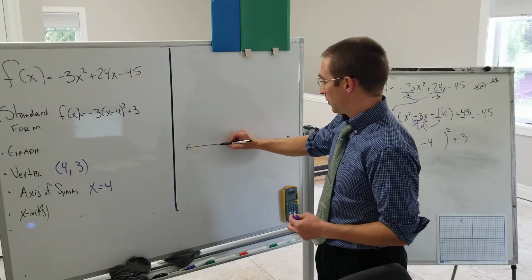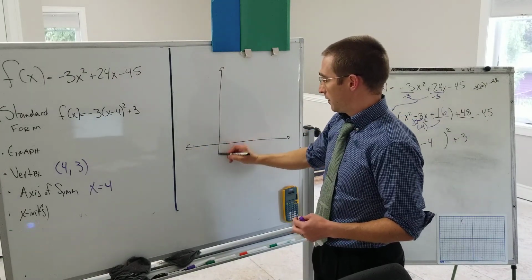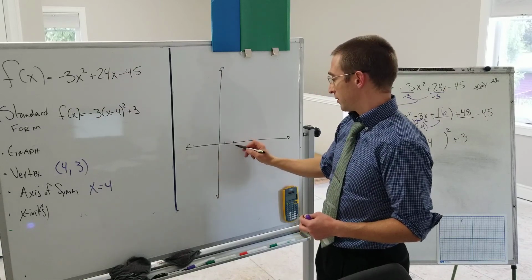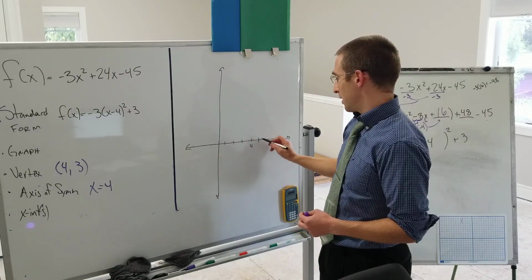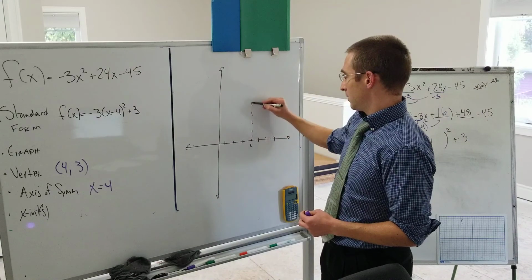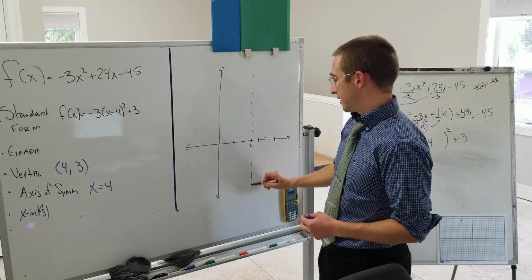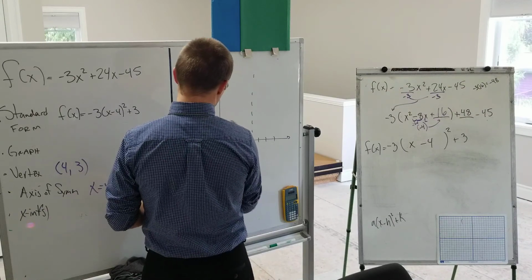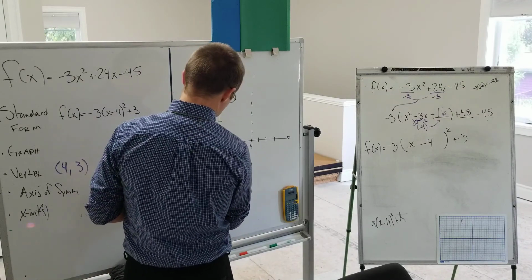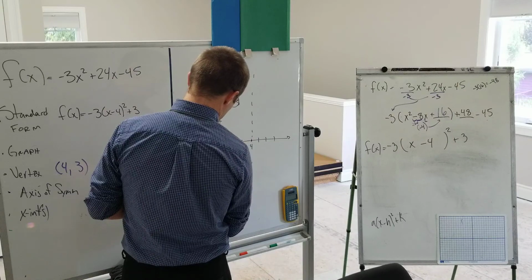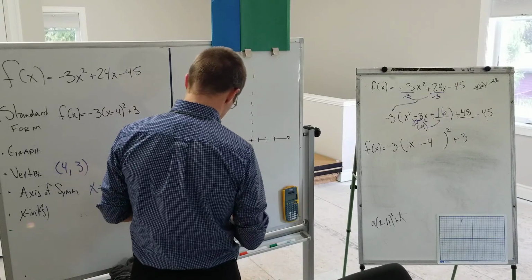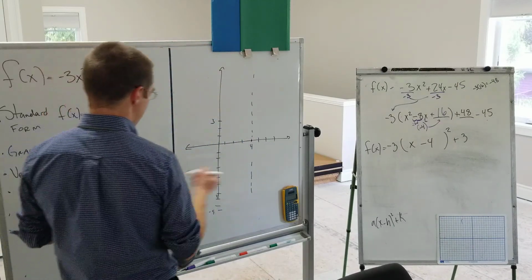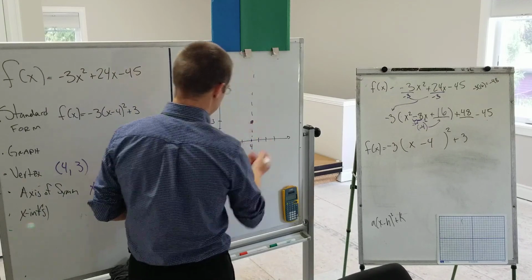And we're on the right-hand side with our start. So we're 1, 2, 3, 4. That's our axis of symmetry. Draw that axis in there. And then 1, 2, 3, 1, 2, 3, 7, 8, 9. All right, so I'm going to put my vertex at (4, 3).